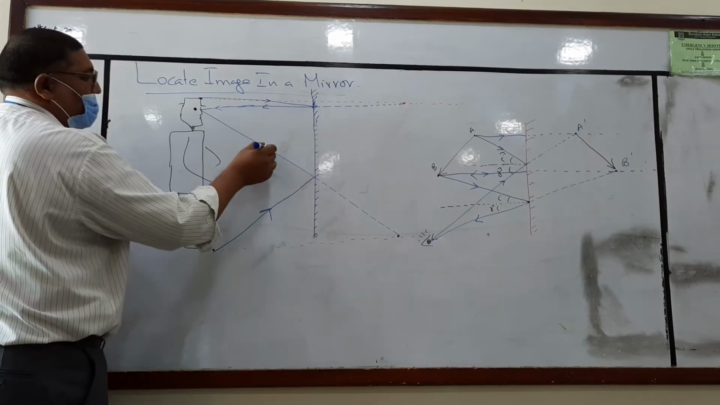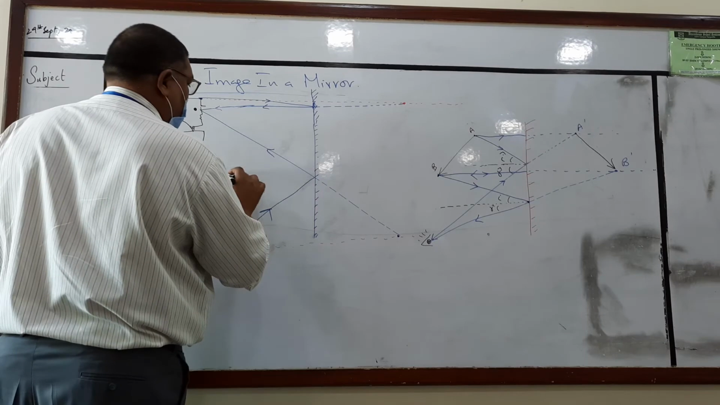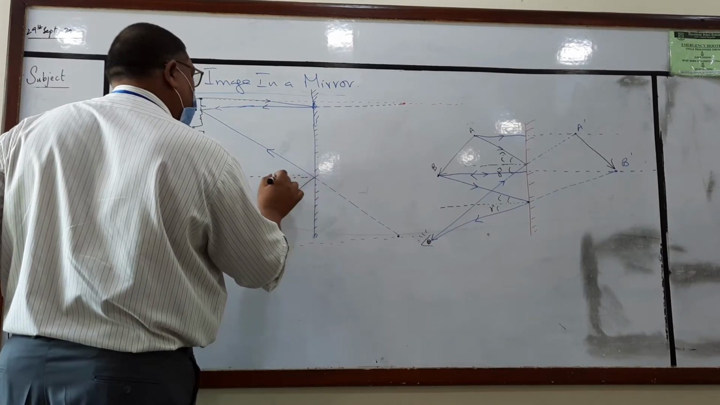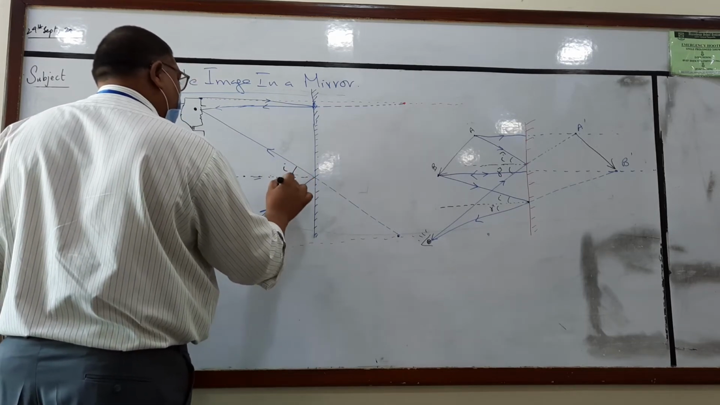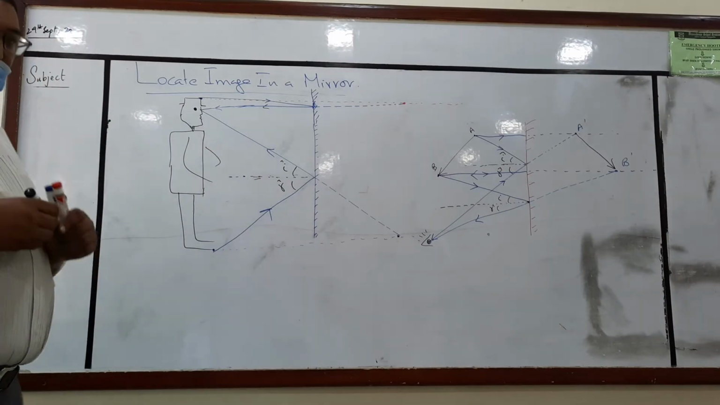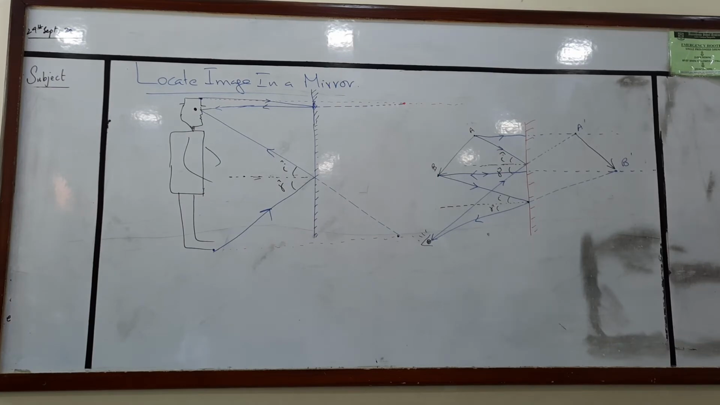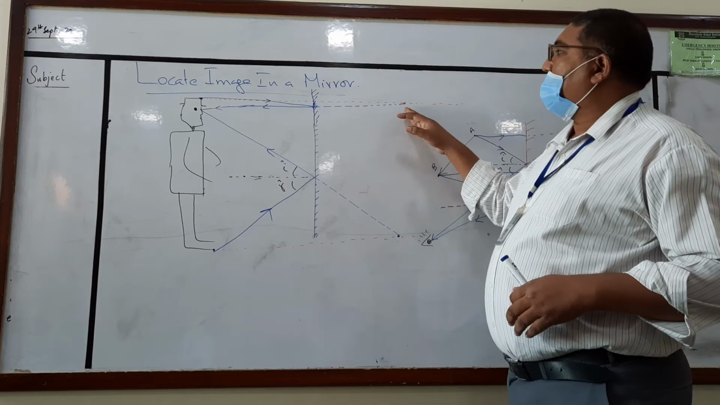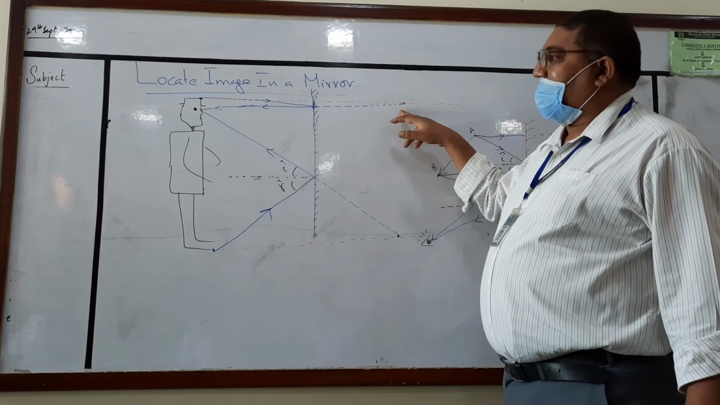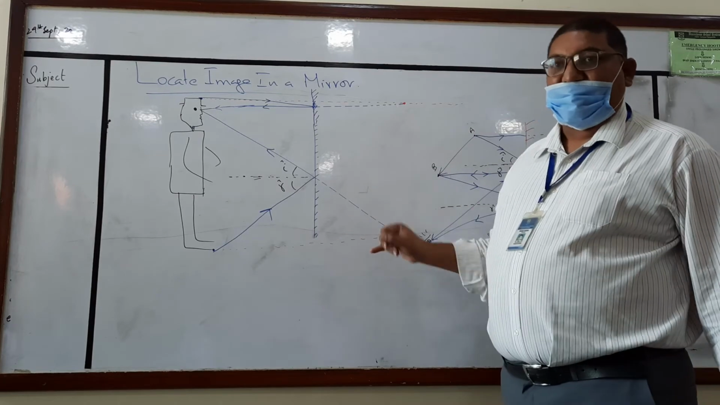When the reflection is happening from the mirror and I draw the normal, the angle of reflection is equal to the angle of incidence. These things are necessary. Then the angle of incidence and angle of reflection will automatically be the same. So now you see, he is able to see the top of his head here and he is able to see the toe of his foot here.